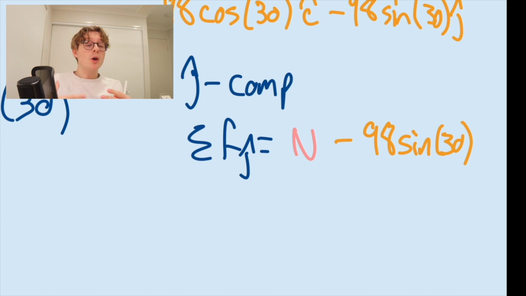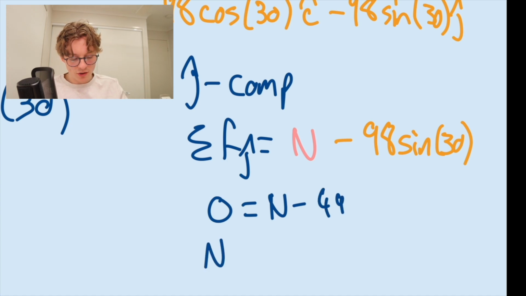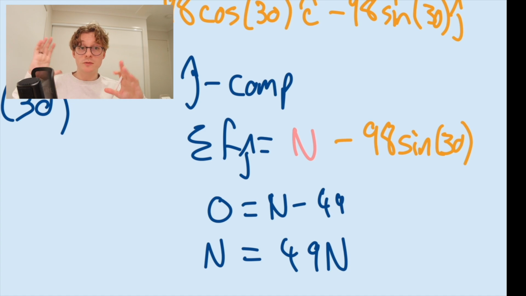So my forces perpendicular to the plane sum to give 0, which means I have 0 is equal to N minus, well, 98 divided by 2. Sine 30 is a half, so 98 divided by 2 gives 49. So therefore my normal force equals 49 newtons. And I've now solved my question.